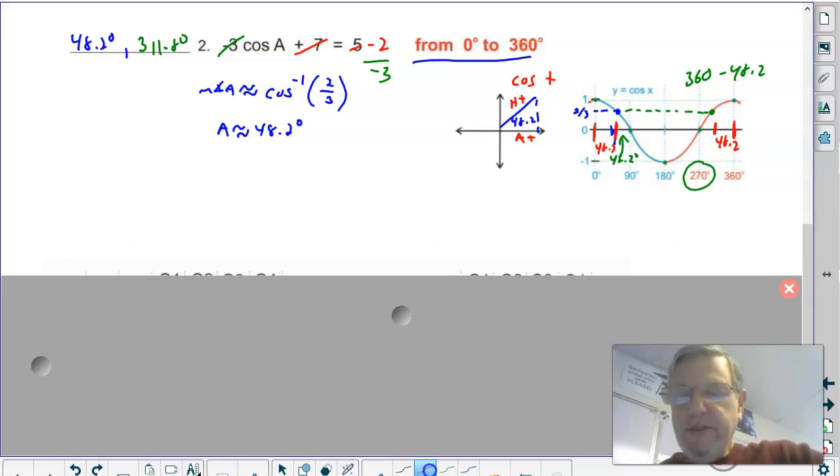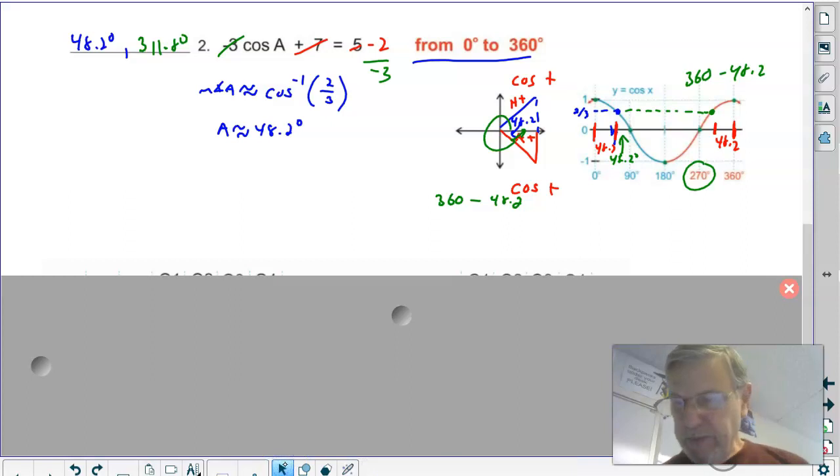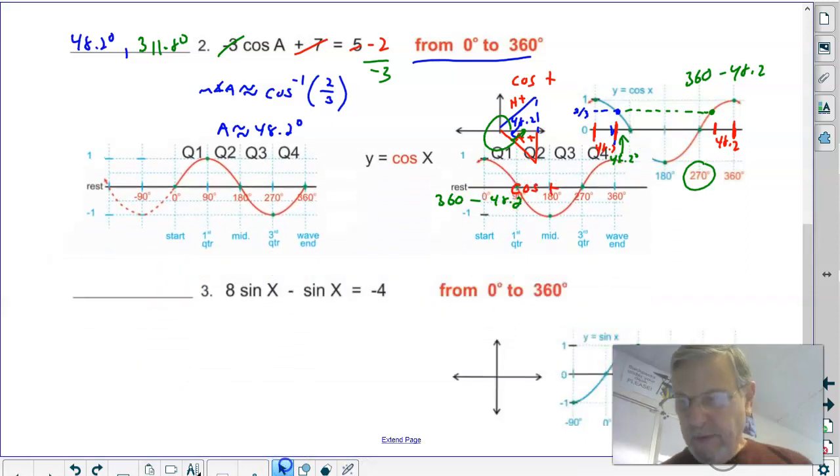Well, where else is the adjacent positive? And that is quad 4. So now our reference triangle is here. Do you see how that 48.2 is there? So do you see how this angle is going to be all the way to the 360 and then back up the 48.2, and therefore 311.8. All right, that's why you want to do that one. Let me get rid of my shade. We'll do number 3.